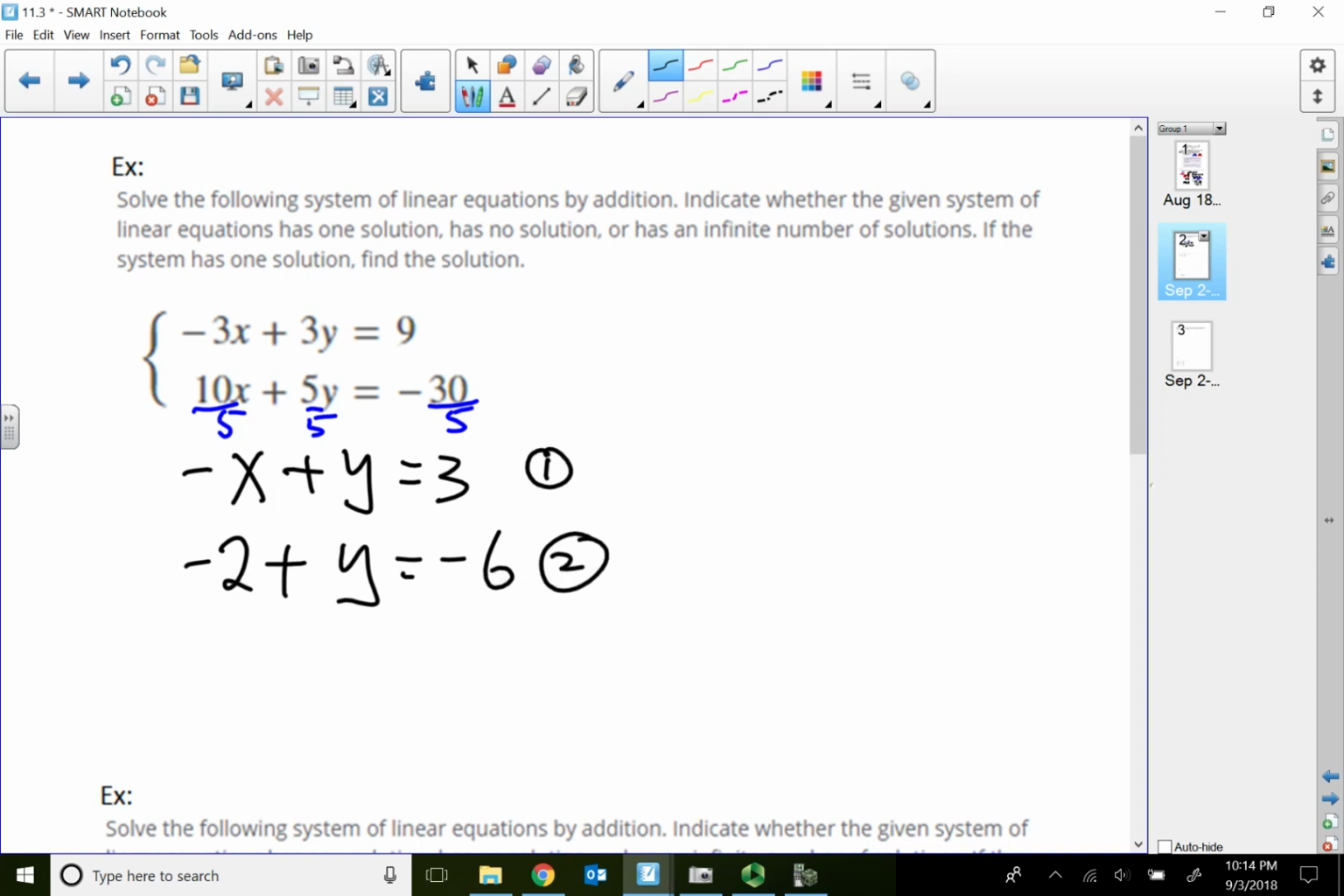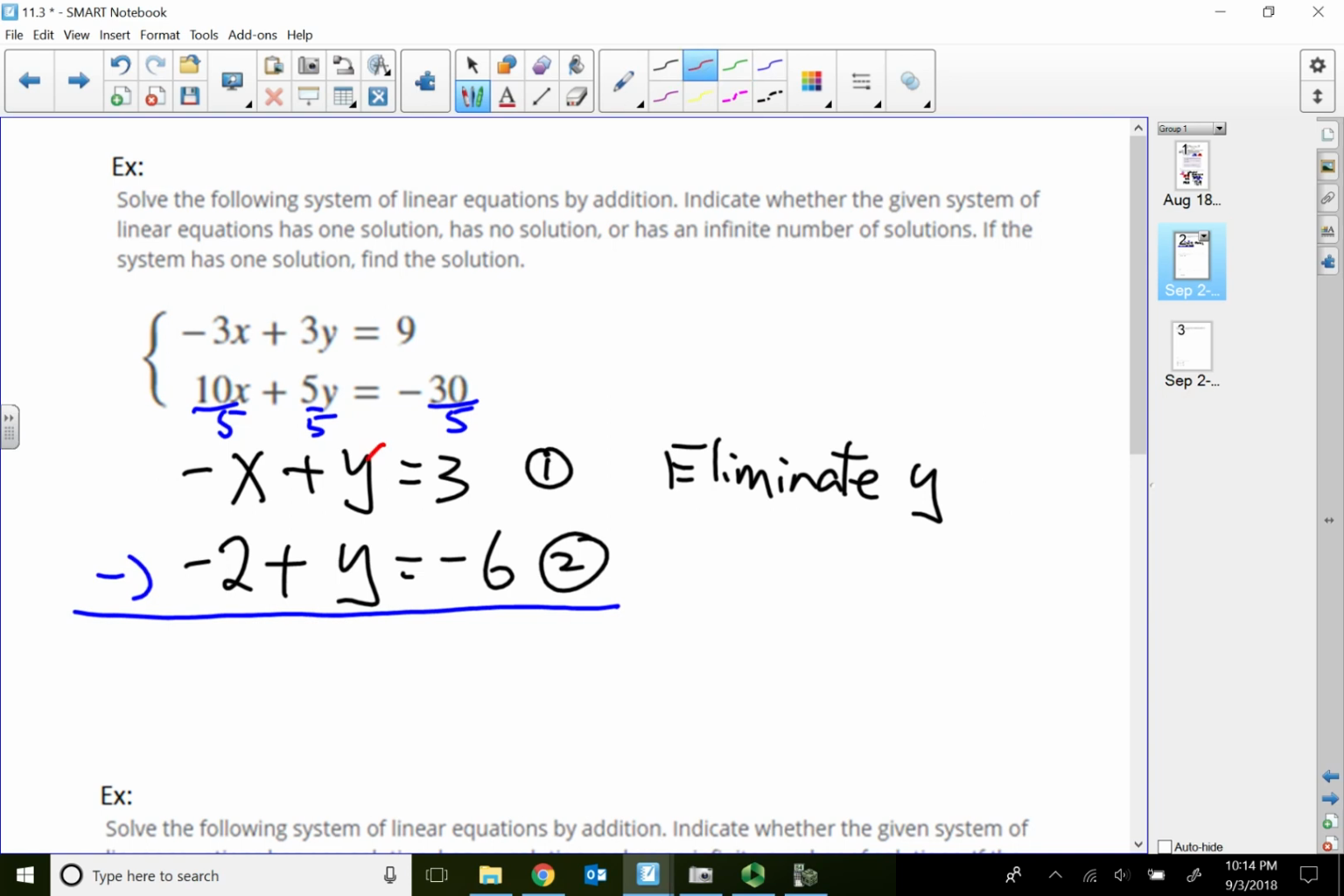All right. So elimination here, I want to make sure the variable I want to eliminate is one where the coefficient is already the same. So the y and the y have the same coefficient. So I'm going to choose to eliminate y this time. Since the y has the same sign, that means I'm going to subtract. Alright, I'm going to take the top, subtract the bottom. So that y will cancel out.